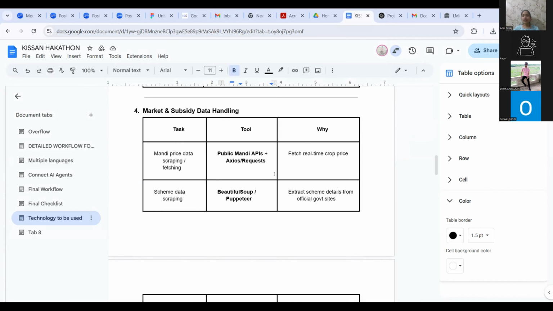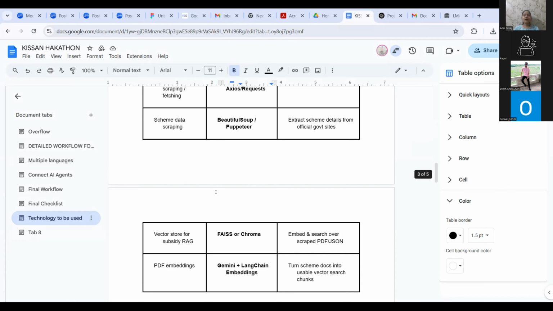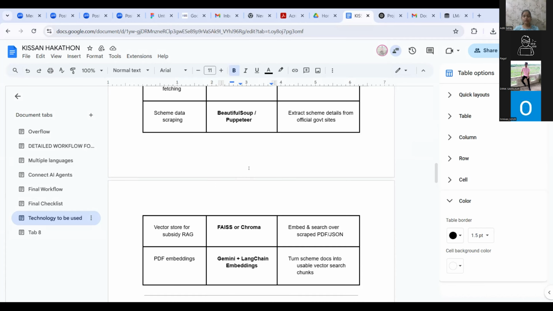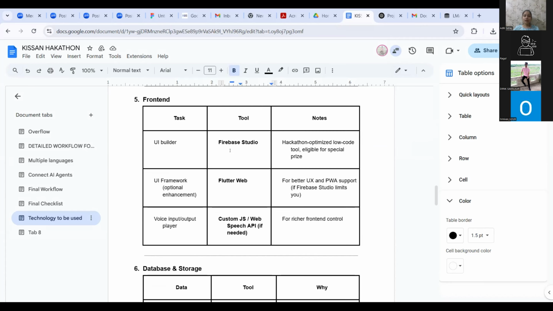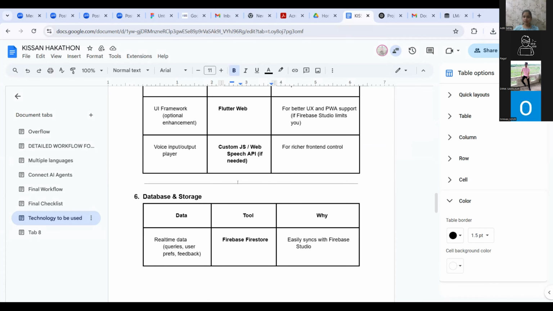Okay. And for Mandi, we are going to use public Mandi APIs. Actually, this work is done by Avinash. This is not my page. Now scheme data scraping: for scraping, we are going to use Beautiful Soup. If it fails, then we'll definitely use Selenium. Then we have to store those subsidies, right? For that, we are going to use FAISS or Chroma. Then for front end, we are going to use Firebase Studio. For framework, we are going to use Flutter.